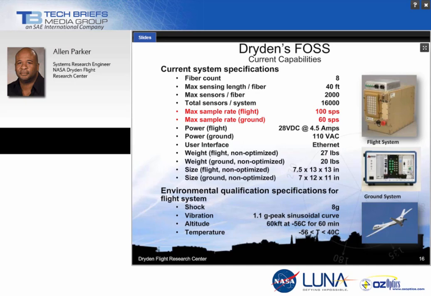Some of the specifications that we have designed to, and this has been driven by one of the flight programs that we've engaged in, which we'll talk about in a little bit, are that we've tailored our systems to interrogate 8 fibers simultaneously, with each fiber having a max sensing length of 40 feet. In that 40 feet of fiber, you can have a sensor every quarter of an inch. If you do the math, that works out to about 2,000 sensors per fiber. That's 16,000 sensors per system, scanned at a rate of up to 100 samples per second.